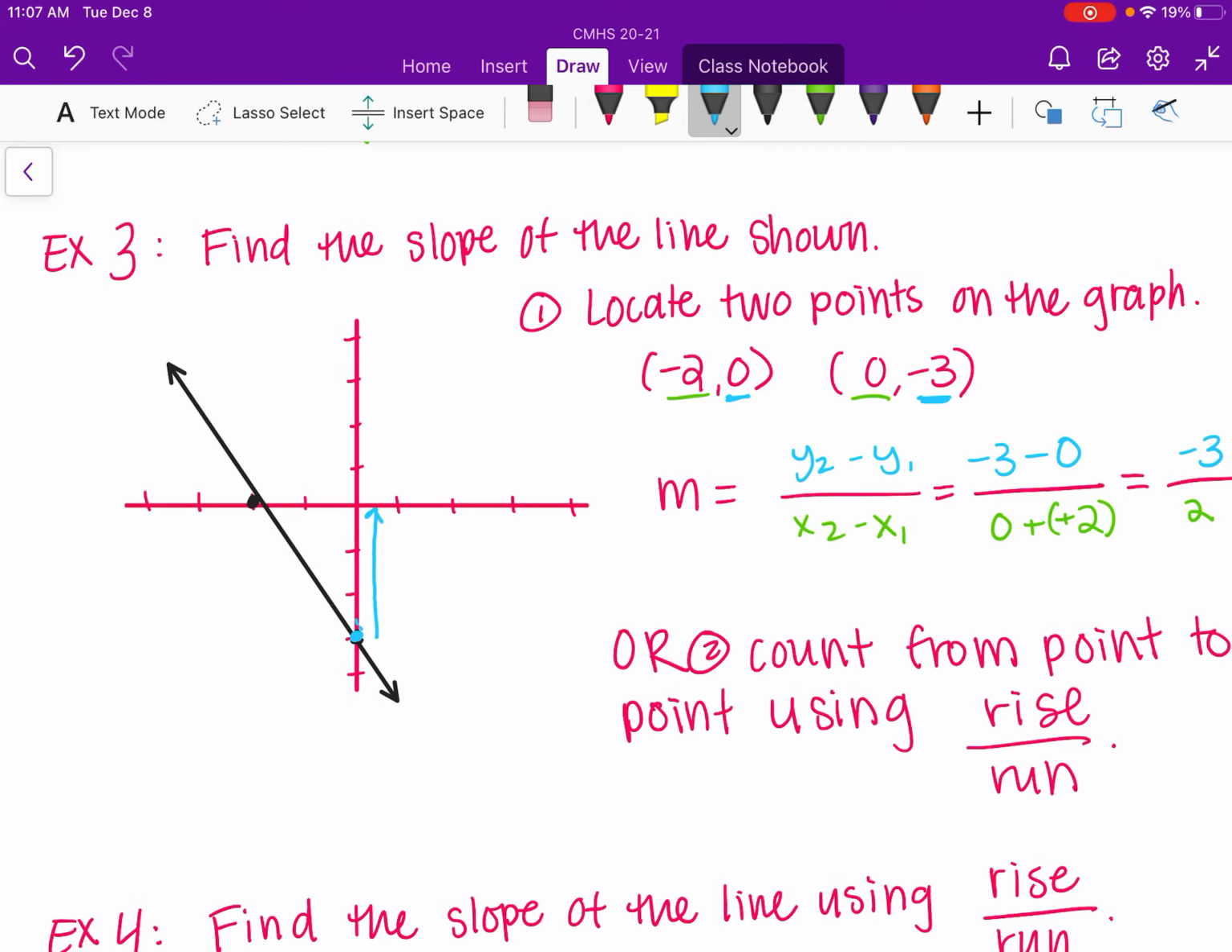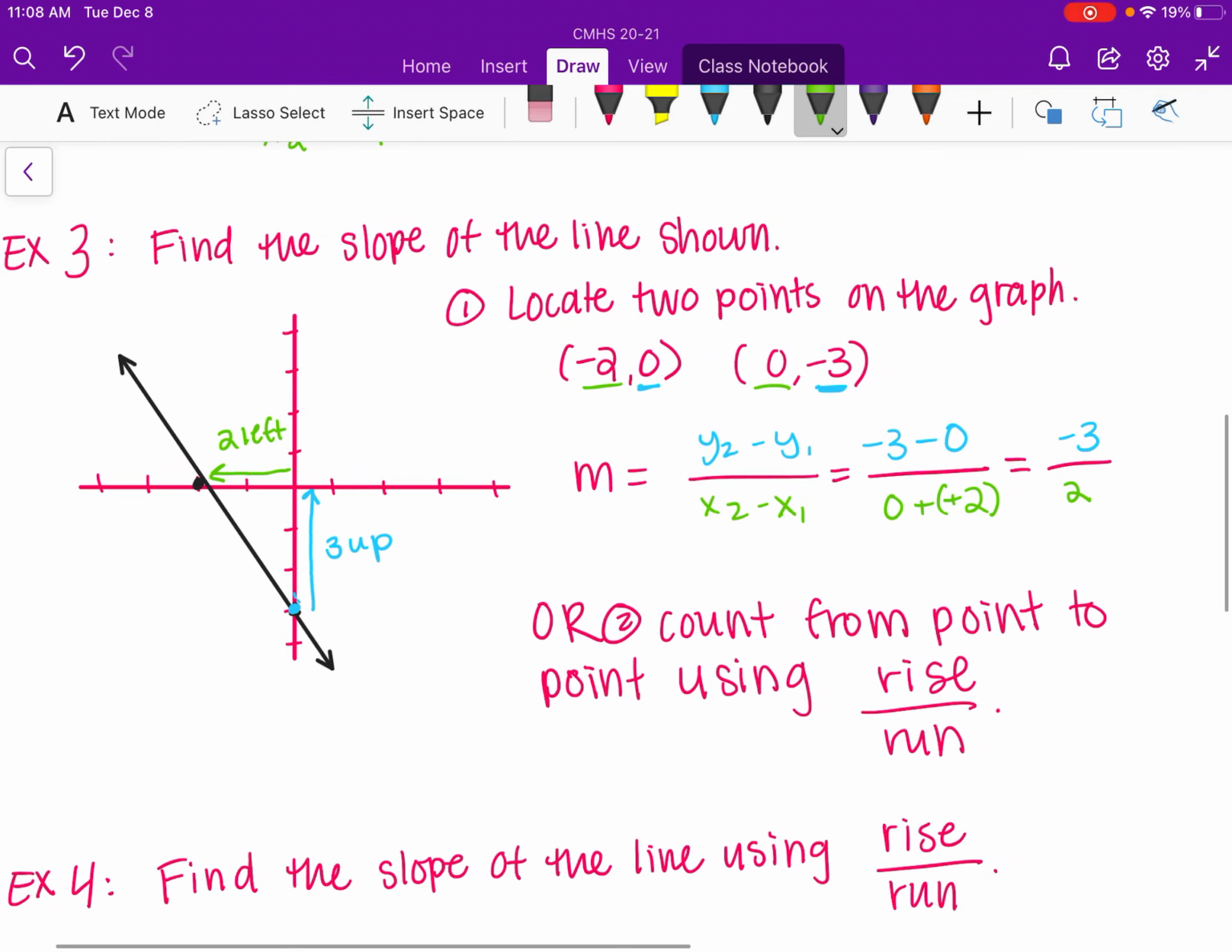Here we went 1, 2, 3. So this is 3 units up. Okay, so now how many did we go left? 1, 2, so 2 units left. Is up usually a positive or a negative number? If we're going up, that's generally in the positive direction, wouldn't you say? So a +3 over rise, and then the left, is left usually negative or positive? I think it's usually negative.